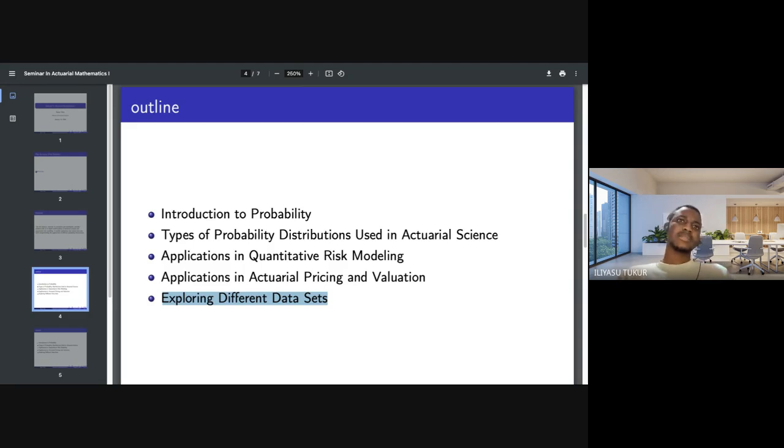Some people are familiar with Excel or other statistical software. We have a lot of them: R, Stata, Excel, and some people use SQL, of course. Anyone you are more familiar with, there is no restriction because this class is flexible.